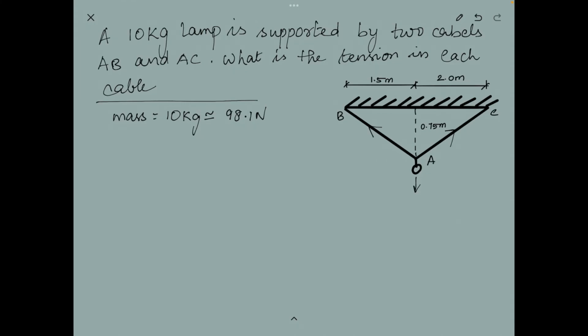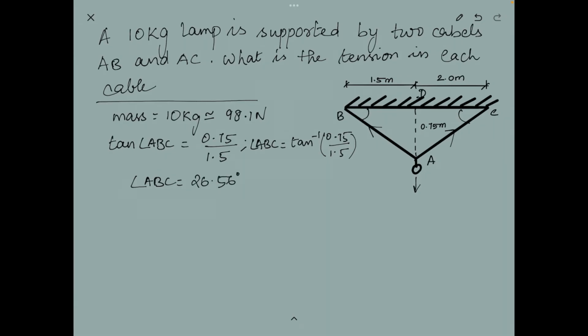And to calculate the angle between the three forces, we need to know the angle ABC and angle ACB. So let's apply trigonometry and find out the angles. In the right angle triangle ABD, let's call this point D, we have AD equal to 0.75 meters and BD as 1.5 meters. So tan of angle ABD is equal to 0.75 divided by 1.5, and angle ABD is tan inverse of 0.75 divided by 1.5. Angle ABC is 26.56 degrees.